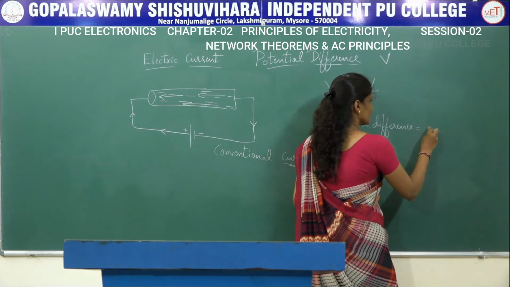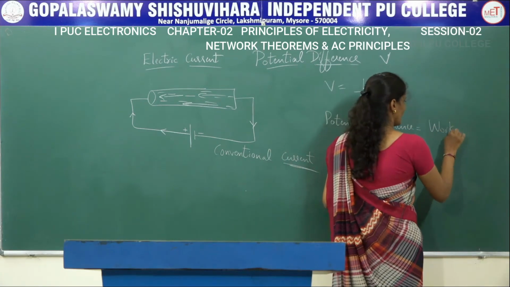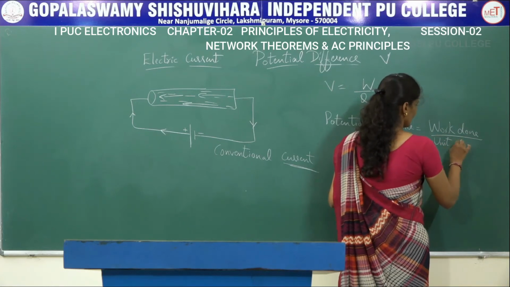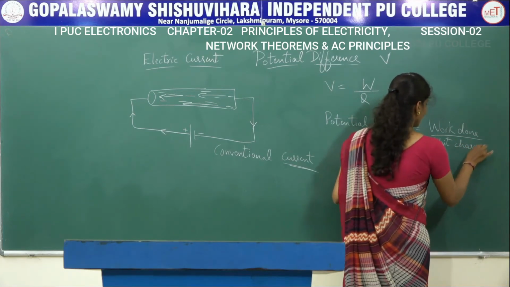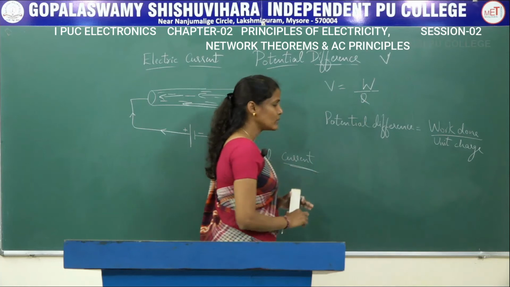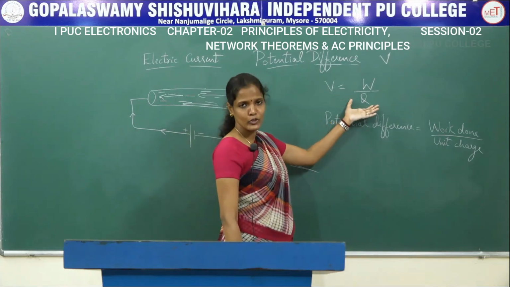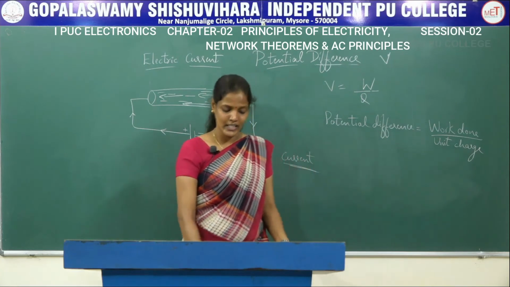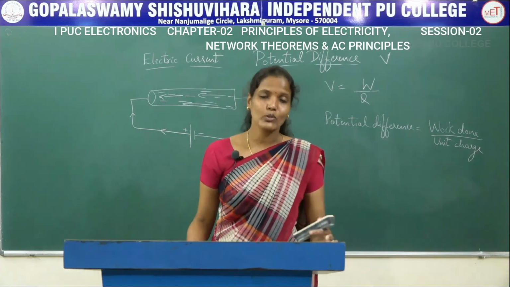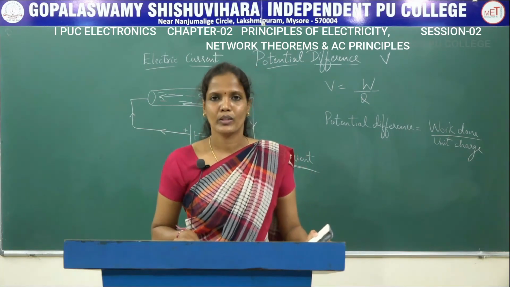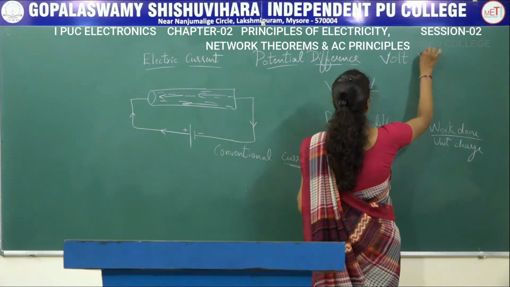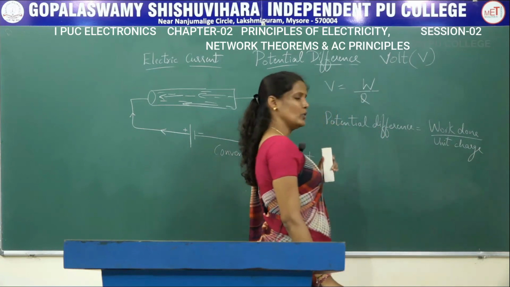is equal to work done divided by unit charge. The work done will be denoted by the letter W, unit charge will be denoted by Q, and the potential difference will be denoted by V. So V is equal to W divided by Q. The SI unit for this potential difference is volt, and that will be denoted by the letter V.